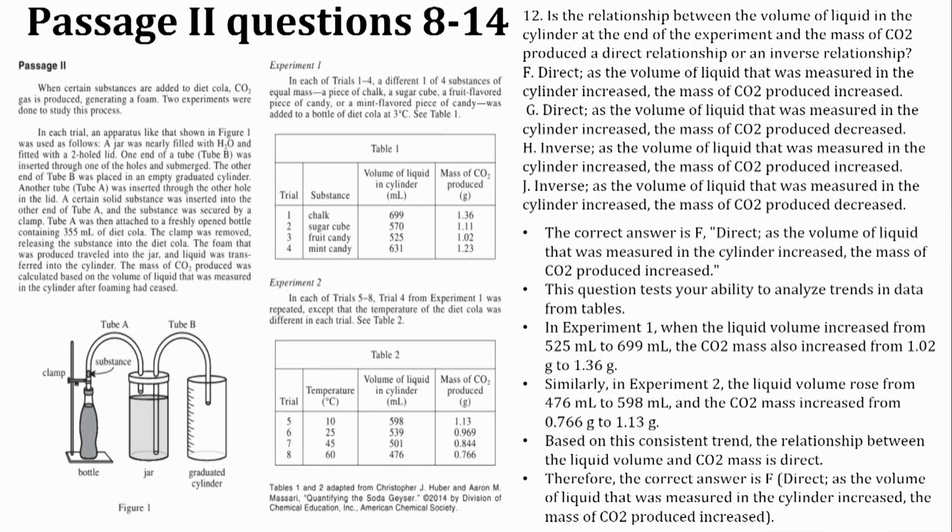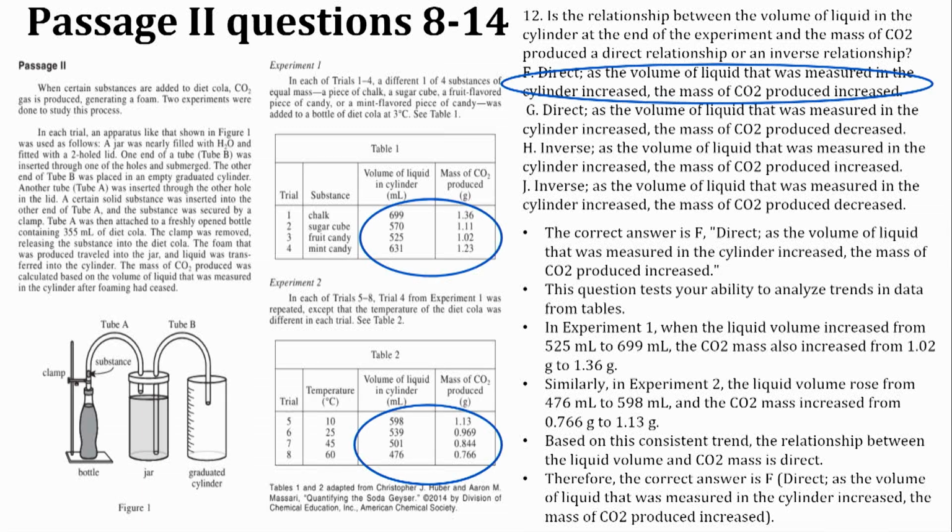This question tests your ability to analyze trends and data from a table. In experiment 1, when the liquid volume increased from 525 milliliters to 699 milliliters, the CO2 mass also increased from 1.02 grams to 1.36 grams. Similarly, in experiment 2, the liquid volume rose and the CO2 mass increased as the amount of liquid increased as well. Based on the consistent trend, the relationship between the liquid volume and the CO2 mass is direct. Therefore, the correct answer is F.